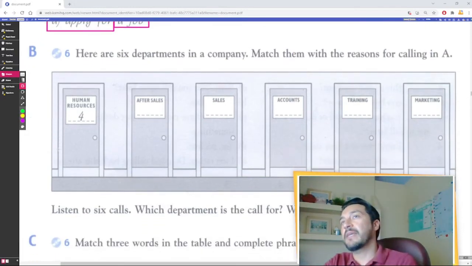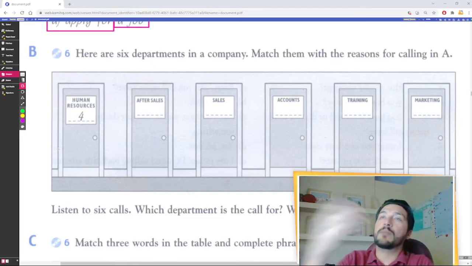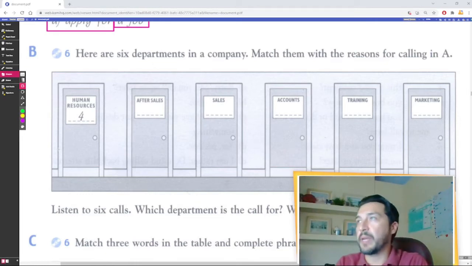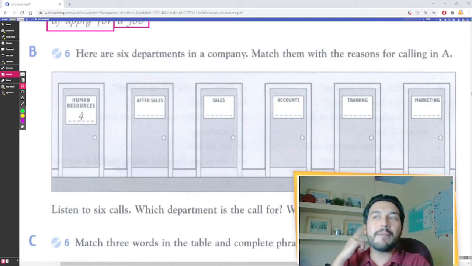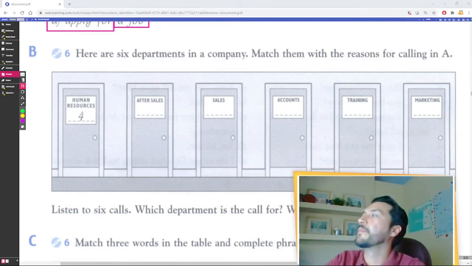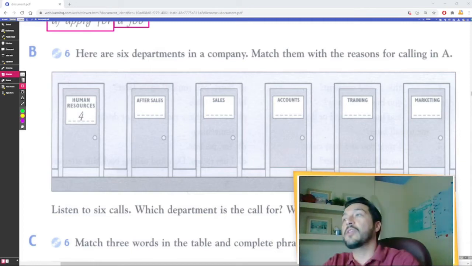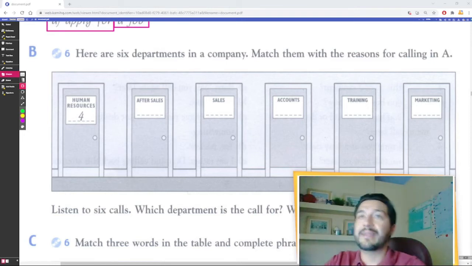For Exercise B, we have six doors. The doors represent departments in a company. Now, we're going to match them with the reason for calling. Let's listen to the audio. Ready? I'm going to play the audio, different phone calls, and you choose the correct department. All right, let's see. Listening 6.